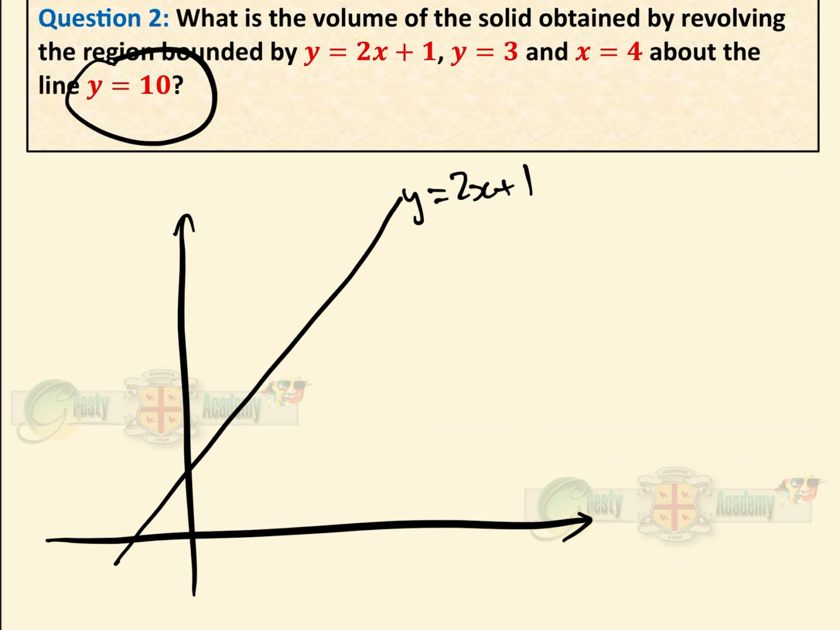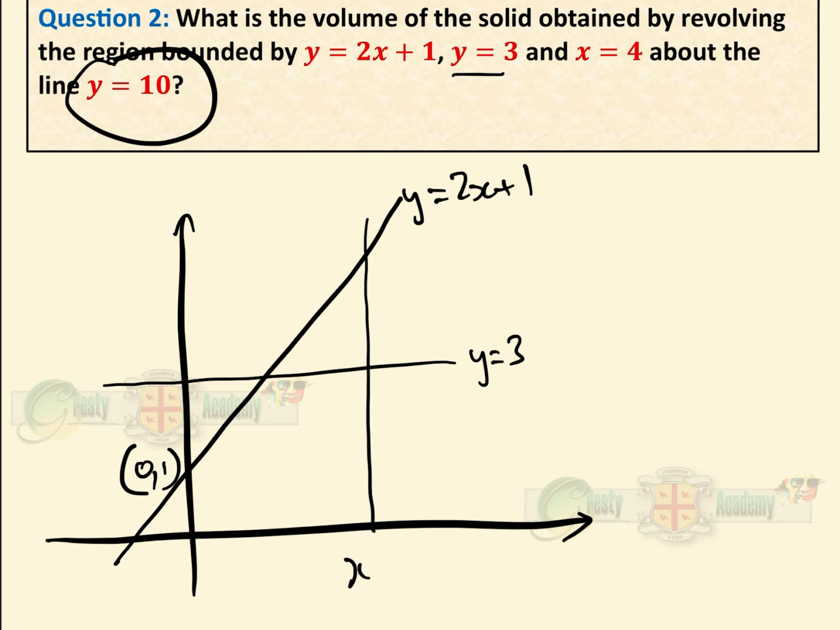So clearly this point here is (0, 1). And then the line y equals 3. Here's the line y equals 3. And then the line x equals 4. Here's the line x equals 4. Which means that that point there is clearly going to be (4, 9).